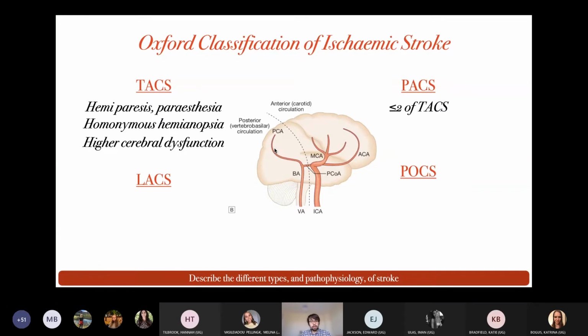Homonymous hemianopia. So if we break down the etymology of what that means, homonymous means same-sided, hemi means half, anopsia means absence of vision, okay? So therefore, when you think about your visual field defects, it means that the defect is the same for each eye. So you either have defects on the left or you have defects on the right. That's a homonymous hemianopia. And then higher cerebral dysfunction.